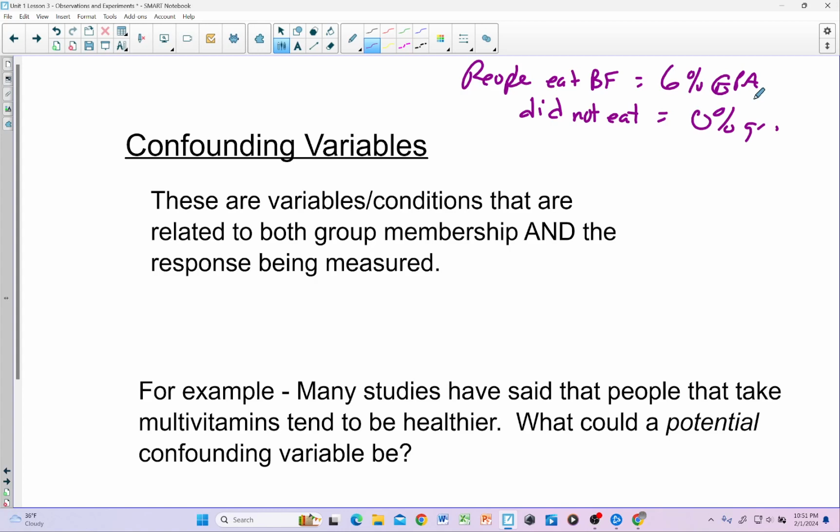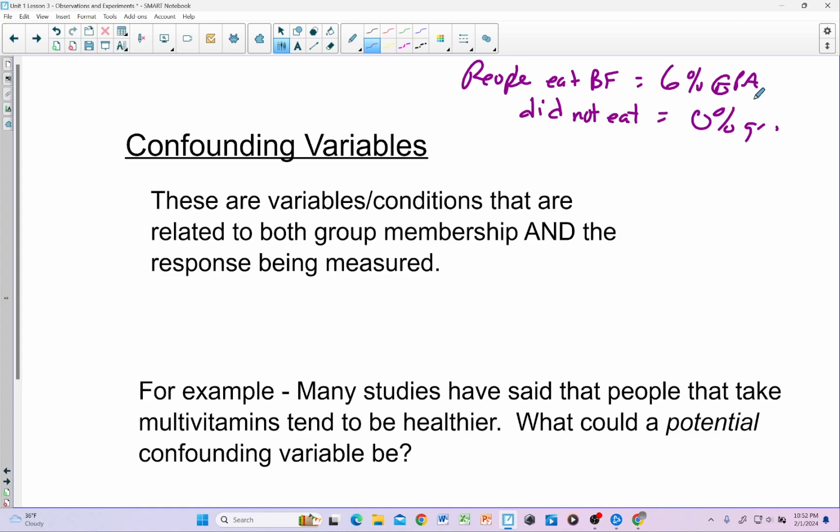That's called a confounding variable. And at that point, we don't know whether the people who ate breakfast did better because of the breakfast or because of other things. So this is basically variables and conditions that are related to the group membership and the response being measured. It's a variable that serves like a middleman, and we don't know which it is. Okay, good example. Many studies have said that people who take multivitamins tend to be healthier.